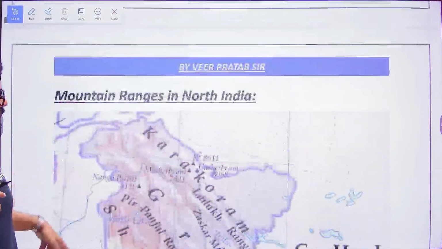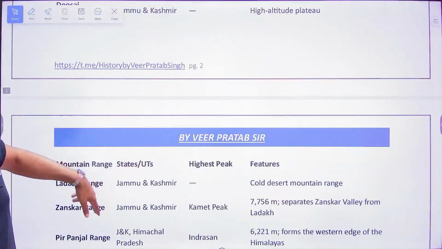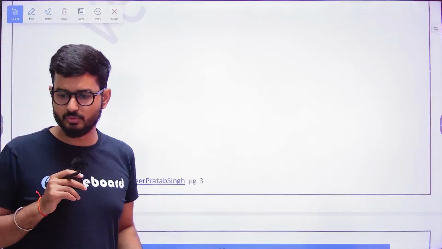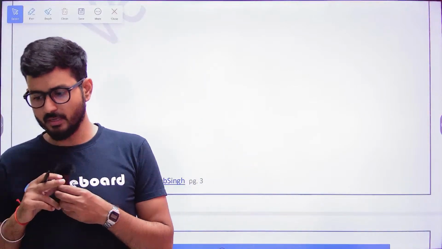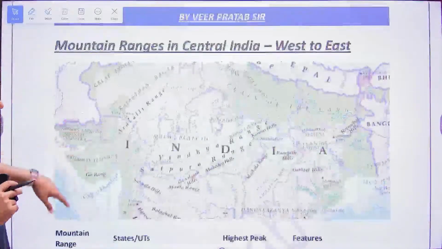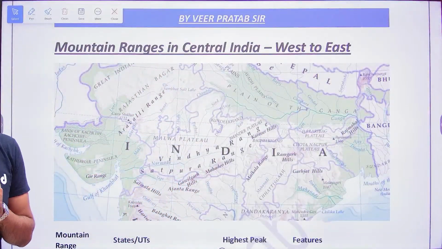So what you do, friends, is you are going to just read this Himalayan mountains and peaks. I'll give you 2 minutes. Do that Himalayan mountains and let me know when you are done. Then we'll move to Central India mountain ranges. Just do this fast.